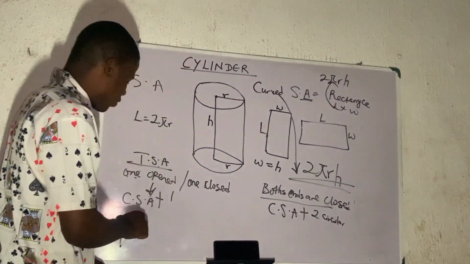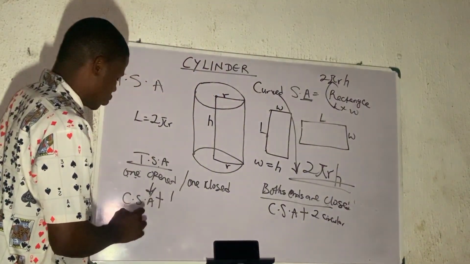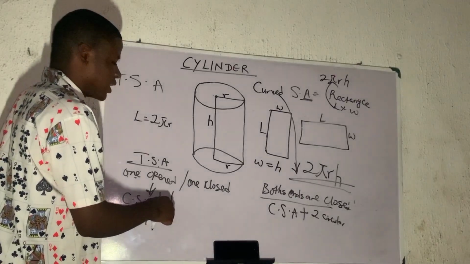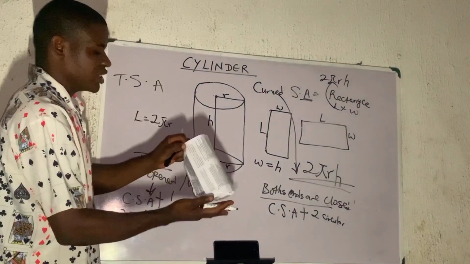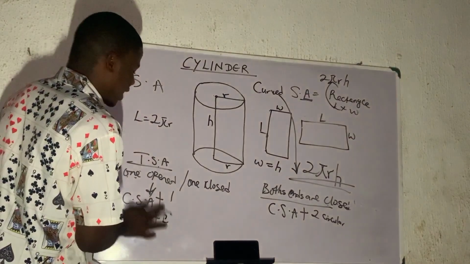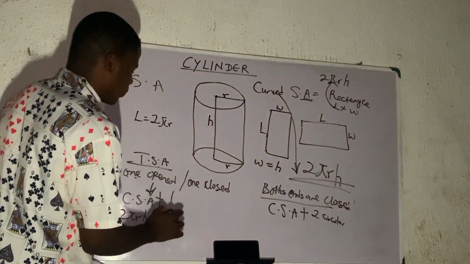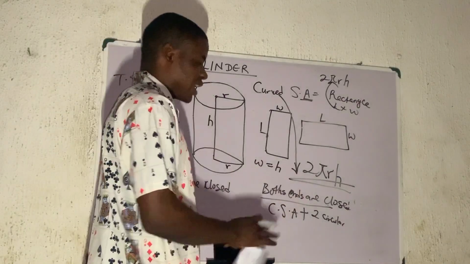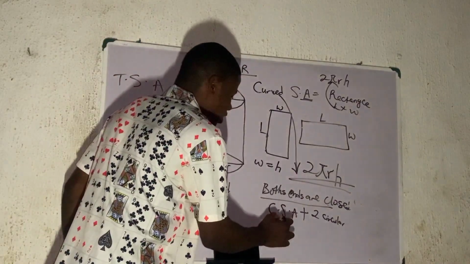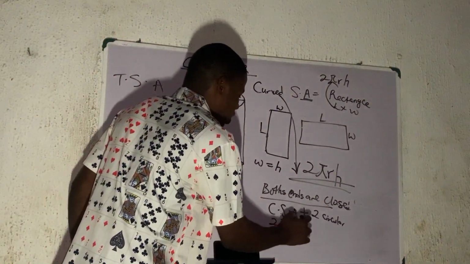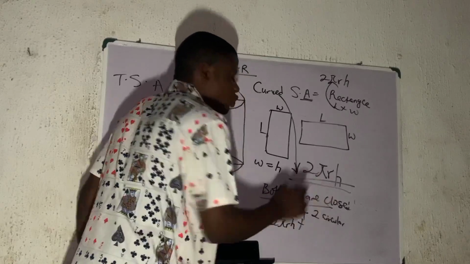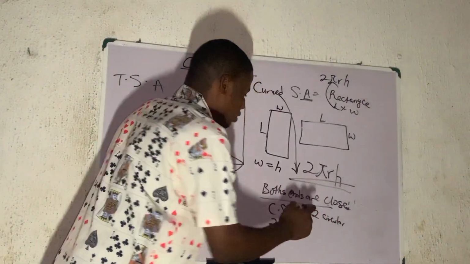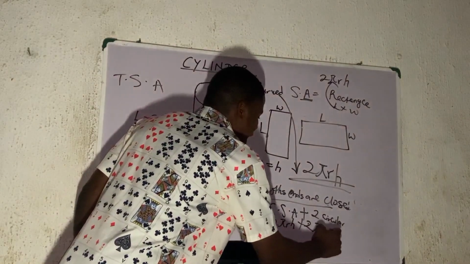So the formula here will now be the curved surface area, which is 2 pi RH, plus the area of one of the circular parts. One of them is a circle, so the area of a circle is pi r squared. I hope you understand. Now, when both ends are closed, it will be the curved surface area, 2 pi RH, plus the area of the two circular parts. That will be the area of two circles, which should be 2 pi r squared.